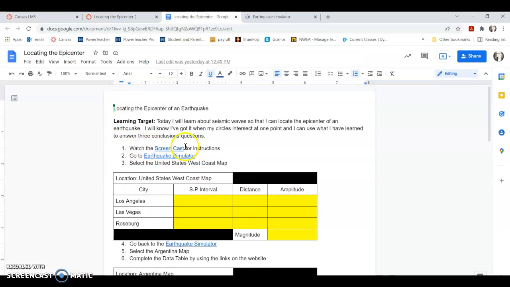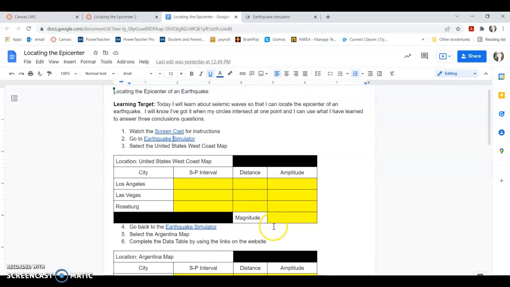You'll notice on the doc that there is a screencast for instructions. Once again, this assignment was designed back in lockdown, so the screencast is designed to answer questions that you may have before you get started. So you are required to watch that first before you begin filling out your document.